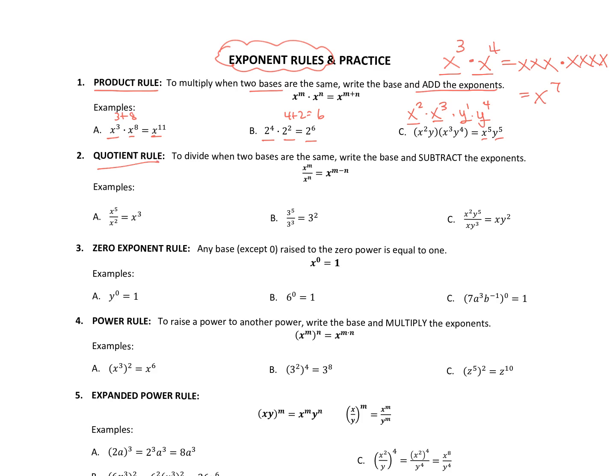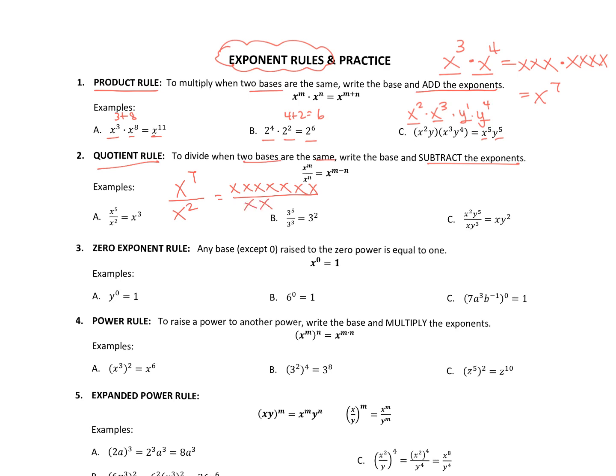What about our quotient rule? This is when we have like bases, and this time we subtract the exponents. So let's look at an example of this. I have x to the 7th divided by x squared. Let's think about what that really means. It means x times itself 7 times, 4, 5, 6, 7, divided by x times itself twice.